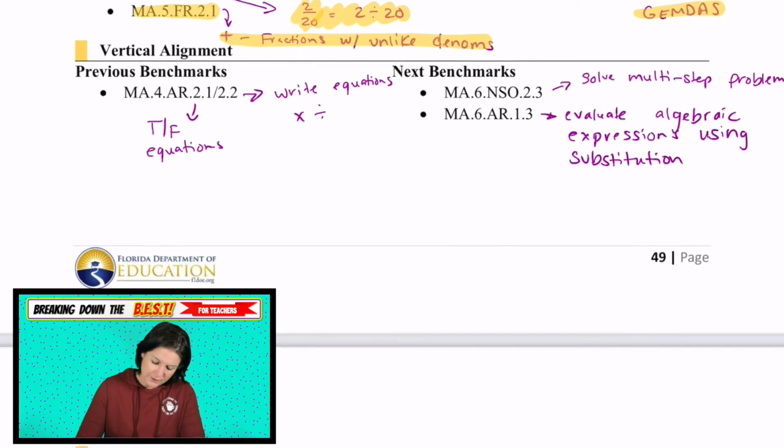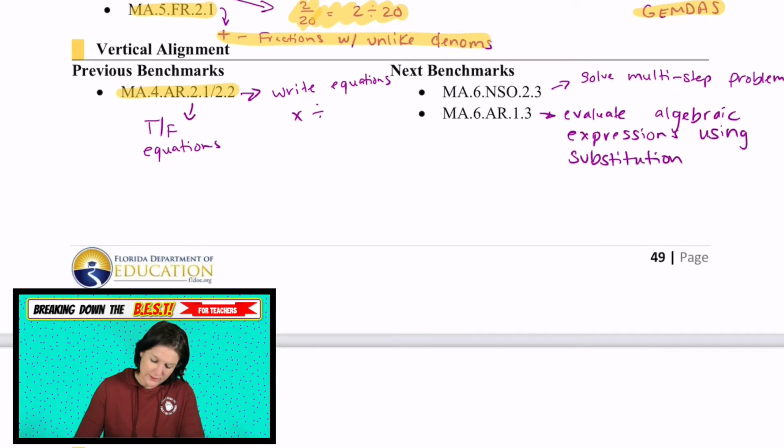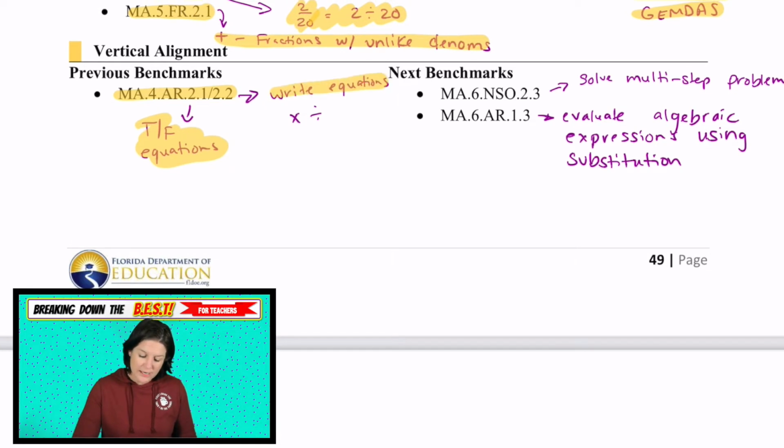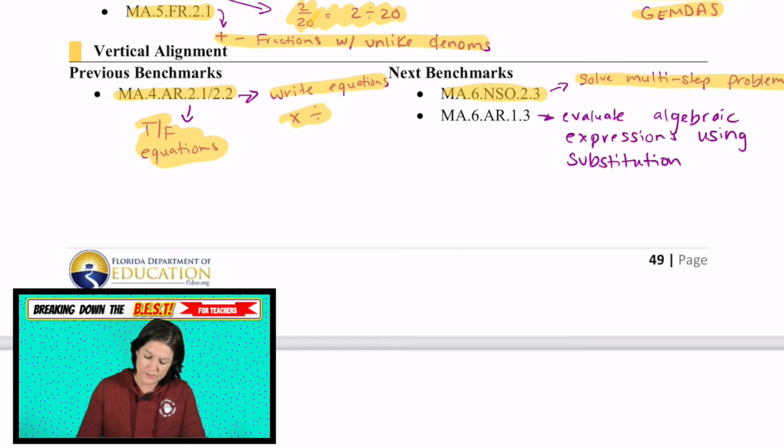Where are they coming from? Well, in 4th grade, they practice with true and false equations, solving both sides of the equation, and writing equations with multiplication and division. In 6th grade, they will solve multi-step problems and evaluate algebraic expressions using substitution.